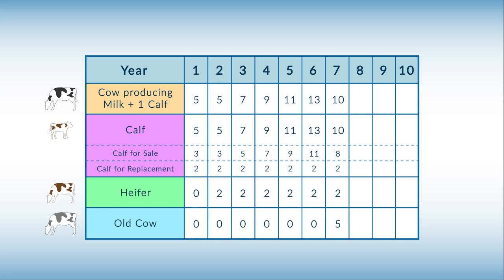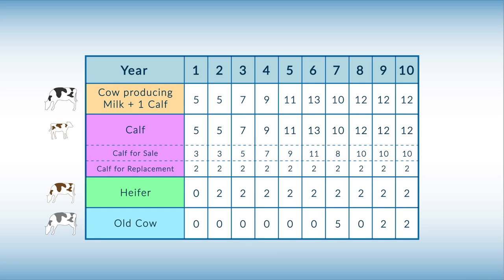In year 7, however, the original 5 adult cows are sold as they have come to the end of their productive lives. This reduces the adult cow herd by 5, but 2 more heifers join, so the total herd size drops to 10. You can see that by the 8th year, the herd size has stabilized at 12 cows, as each year, 2 heifers enter the adult herd and 2 old cows are sold off.